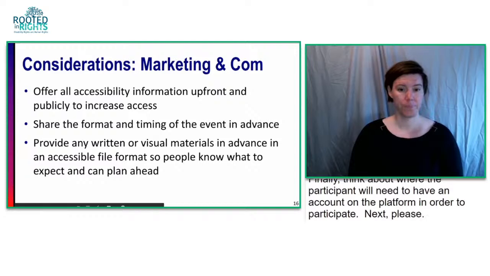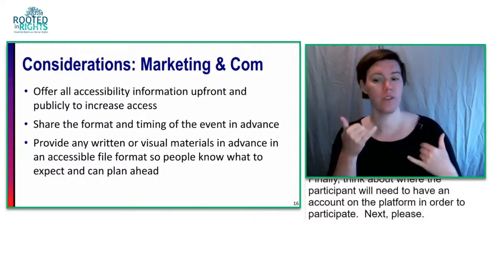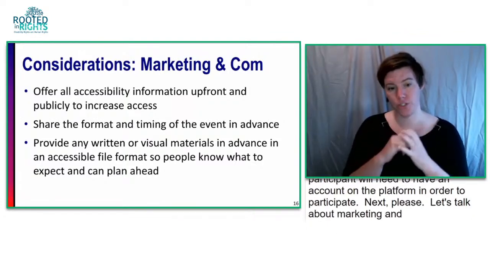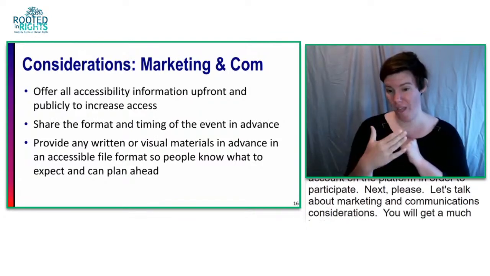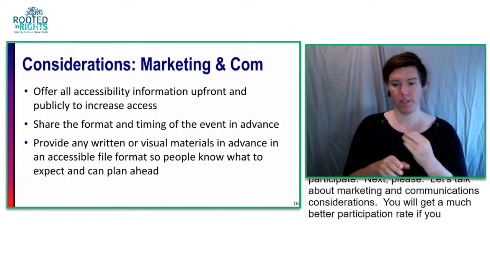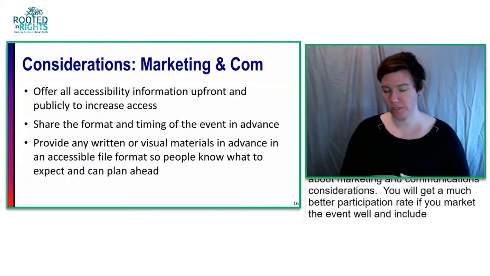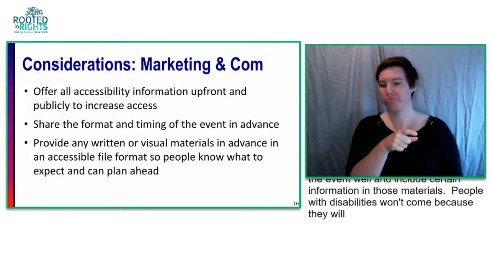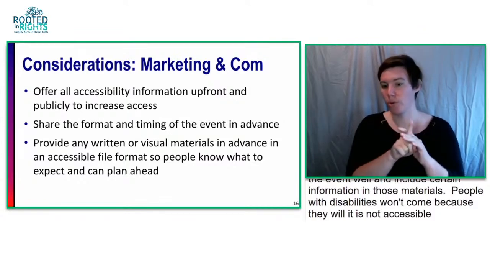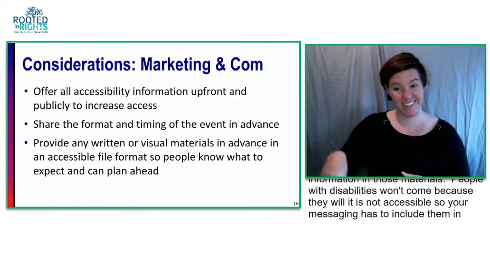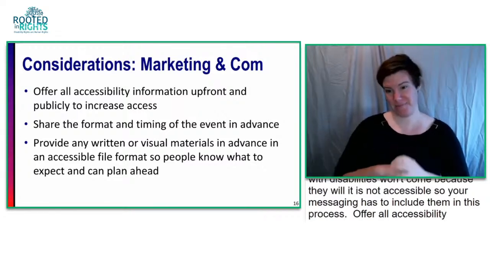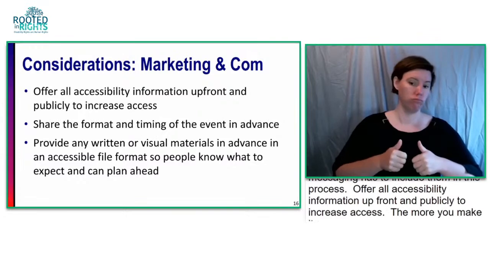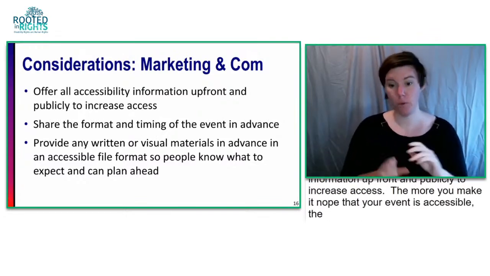Let's talk about marketing and communications considerations. You will get a much better participation rate if you market the event well and include accessibility information in those materials. People with disabilities won't come because they will assume it's not accessible, so your messaging has to include them in this process. Offer all accessibility information upfront and publicly to increase access. The more you make it known that your event is accessible, the more people will flock to your program.